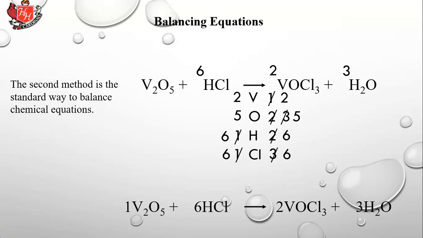Okay, so there you go. There's the final equation down at the bottom. Everything balances. 1 V2O5 plus 6 HCl produces 2 VOCl3 plus 3 H2O, the exact same equation balancing that we obtained in the previous using the box method on the previous slide.